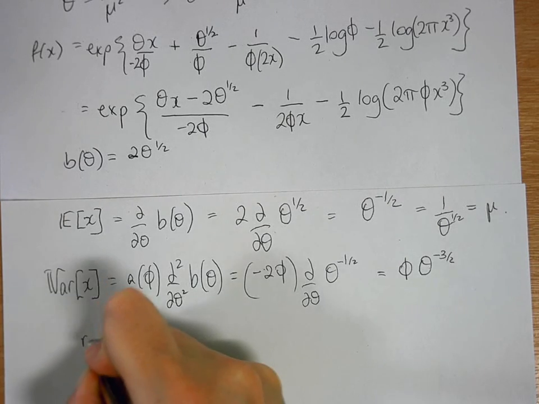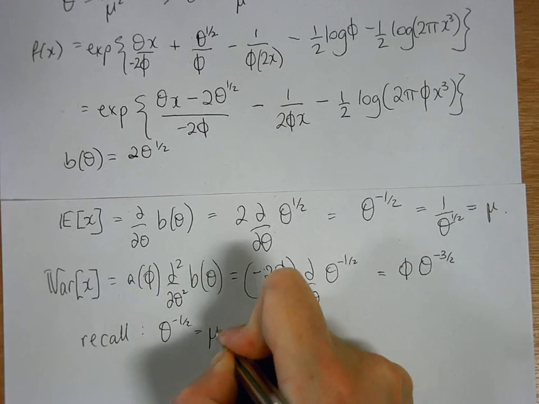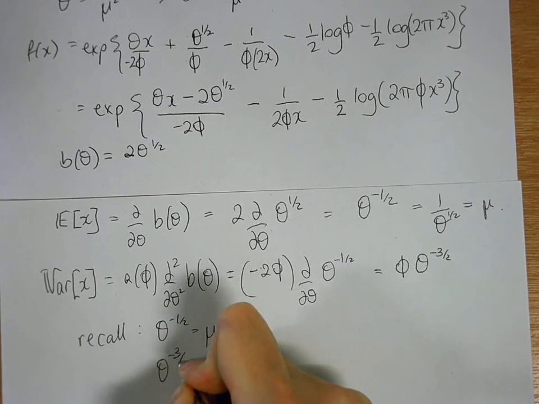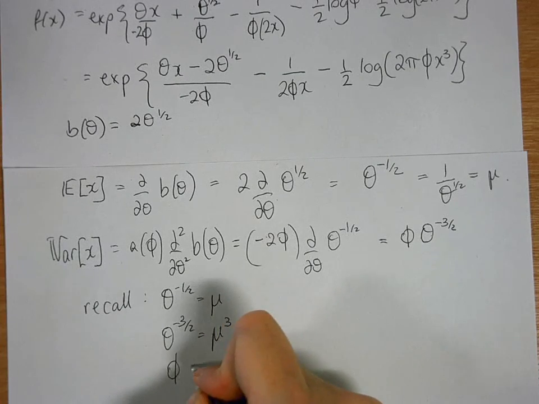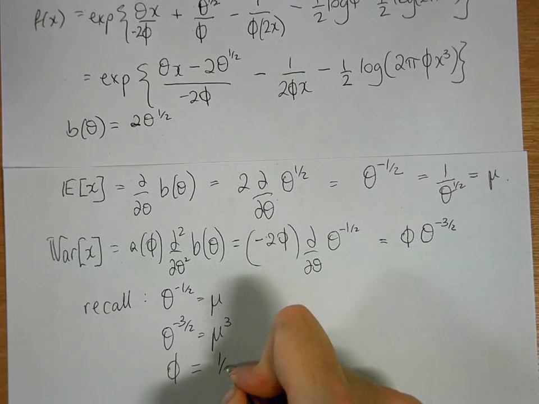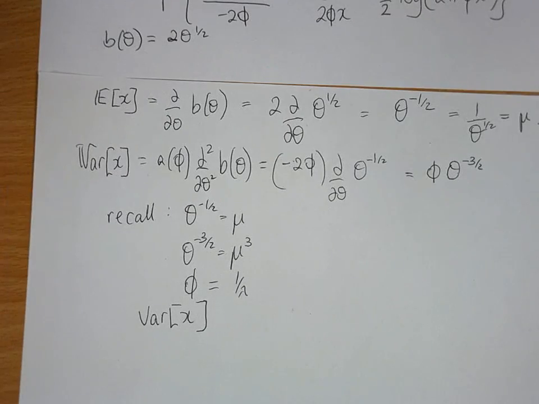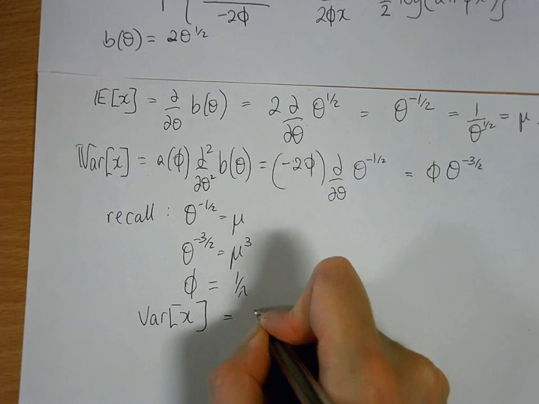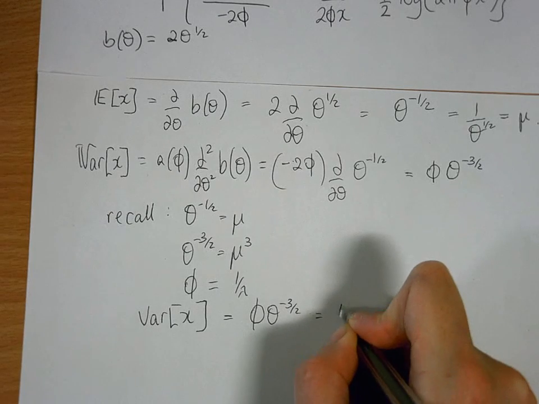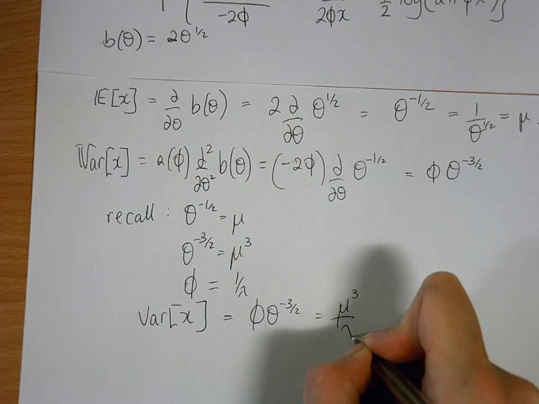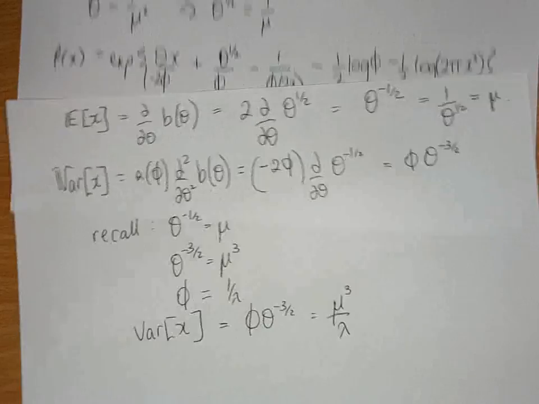We recall theta to the minus a half is equal to mu, so theta to the minus 3 over 2 is equal to mu cubed, and phi is equal to 1 over lambda, so the variance of x, which is equal to phi times theta to minus 3 over 2, equals mu cubed over lambda. So both our mean and variance match up with our expected answers, which is always comforting.